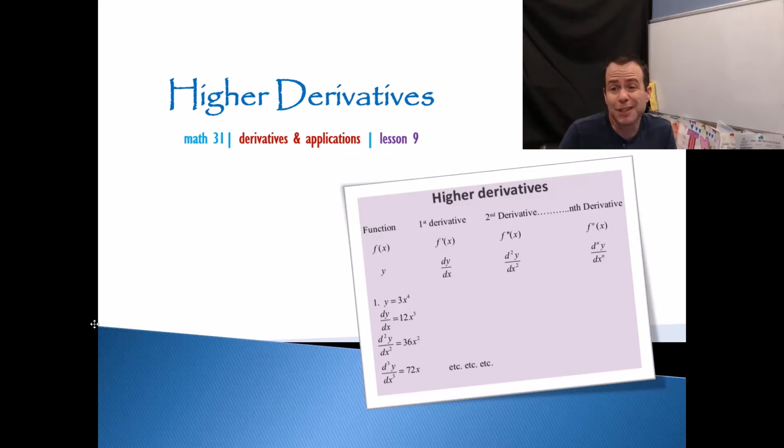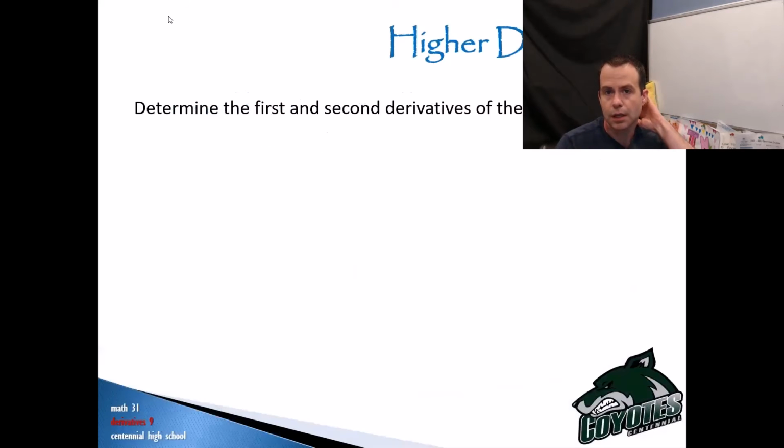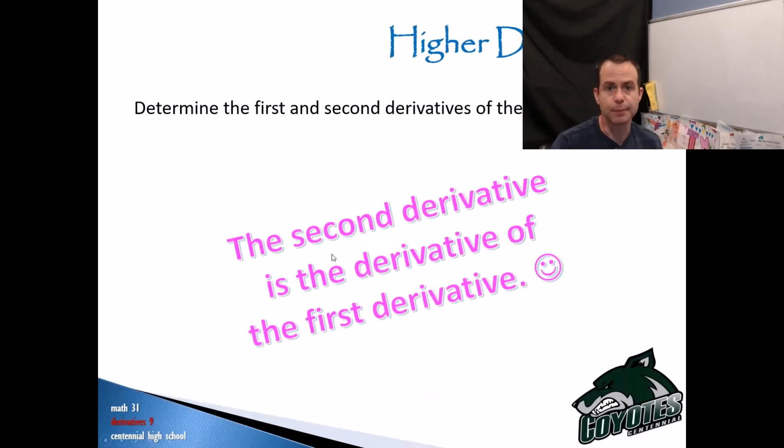So in that sense, this lesson is fairly easy. There's nothing really new, as long as you pay attention to which derivative you're on, and make sure you're communicating that with the appropriate number of primes. Okay, so determine the first and second derivatives of the given function. We're just going to go through a couple of examples together. And just a reminder, the second derivative is the derivative of the first derivative.